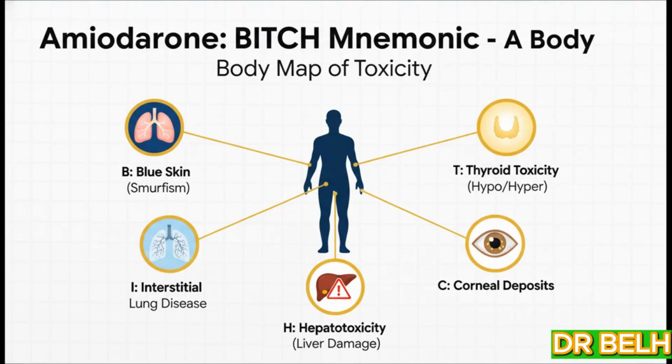Amiodarone is a fantastic drug, it really is, but it comes with a laundry list of side effects. And to remember them, we've got another very powerful, unforgettable mnemonic, BITCH. B is for blue skin discoloration. I is for interstitial lung disease, that's lung scarring. T is for thyroid toxicity. Weirdly, it can cause both an underactive and an overactive thyroid. C is for corneal deposits. And H is for hepatotoxicity, which is liver damage. You have to know this one cold.